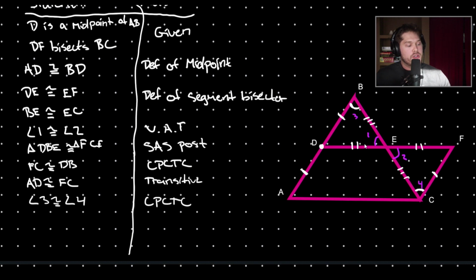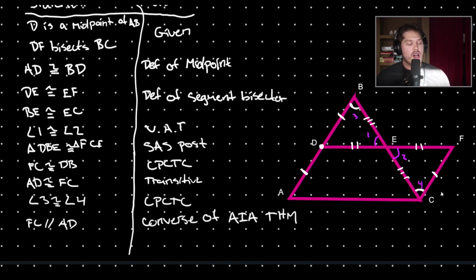And then what's the repercussion of this? Well, this implies that FC and AD are parallel. This implies that FC is parallel to AD because this is the converse of the alternate interior angle theorem. Just like last time, this is the converse of your alternate interior angle theorem. And with that, we have that one pair of opposite sides are not only congruent, but parallel.